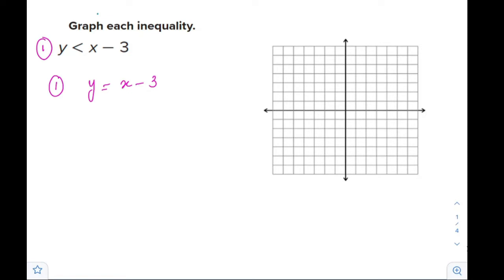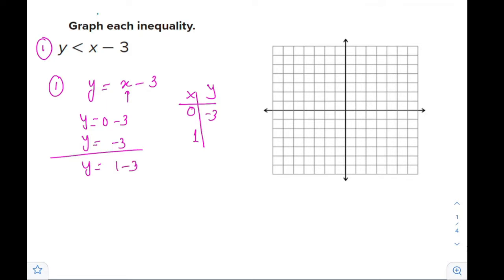Since y is isolated, it is written in slope-intercept form, so we can generate a table. We can assume any value of x and solve for y. We like to assume x is 0 and x is 1. If x is 0, then y is 0 minus 3, which is minus 3. When x is 1, y is 1 minus 3, which is minus 2. So now we have 2 points, 0 and minus 3, and 1 and minus 2.